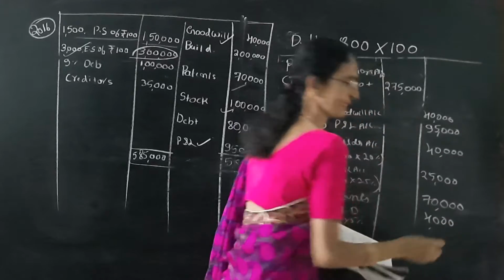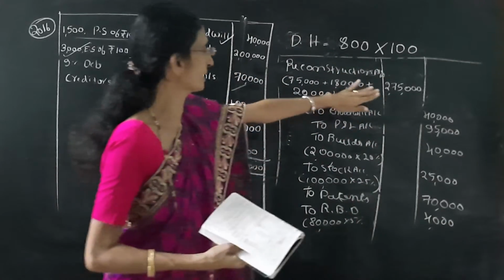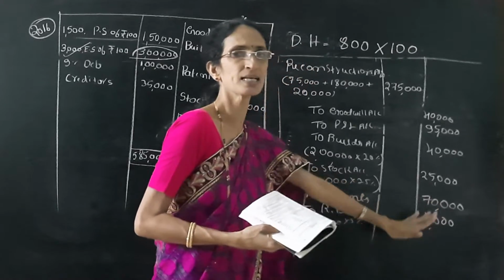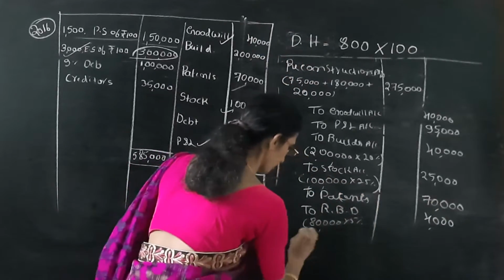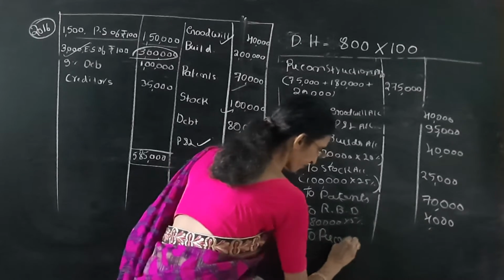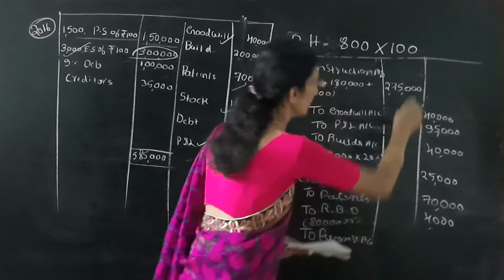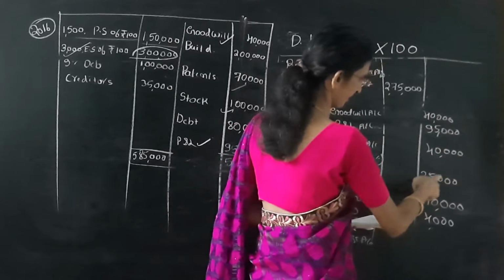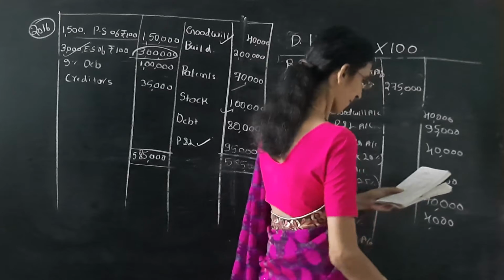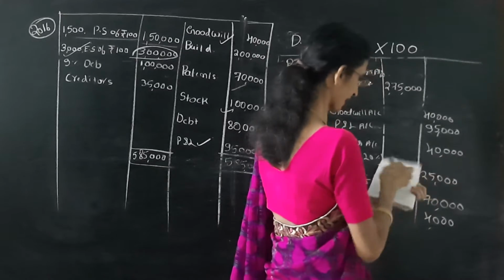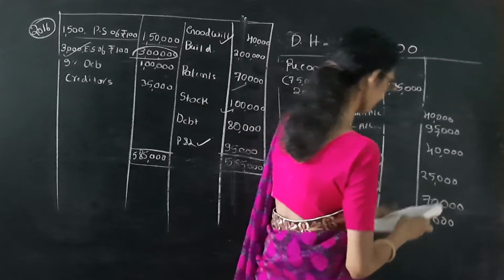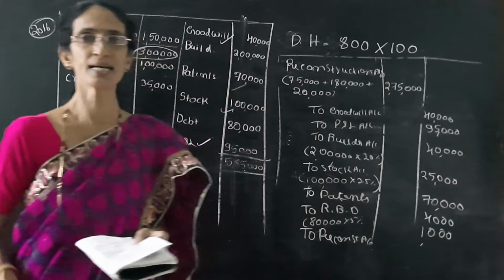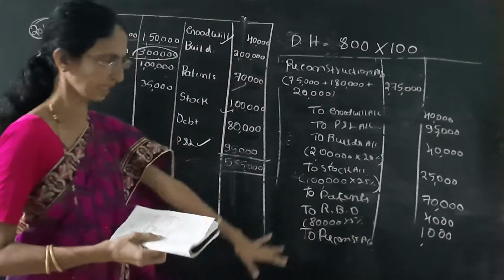So as adjustment is over, then from this reconstruction account deduct all these assets written off, and the balance should be transferred to reconstruction account. So 2,75,000 minus 40,000 minus 95,000 minus 40,000 minus 25,000 minus 70,000 minus 4,000. So we get 1,000. So narration is being the above assets written off. So this is the last entry.